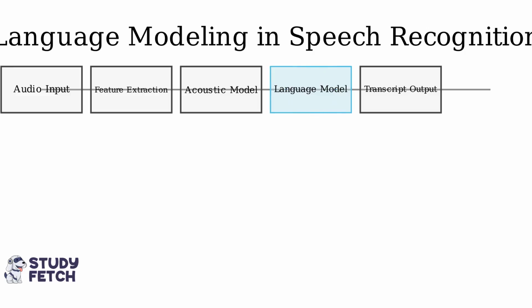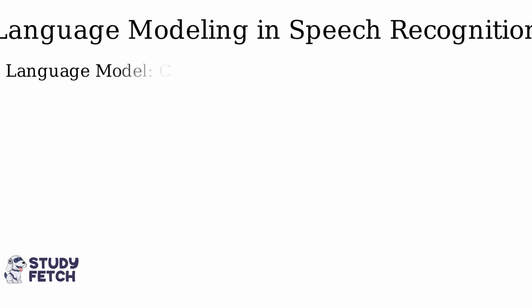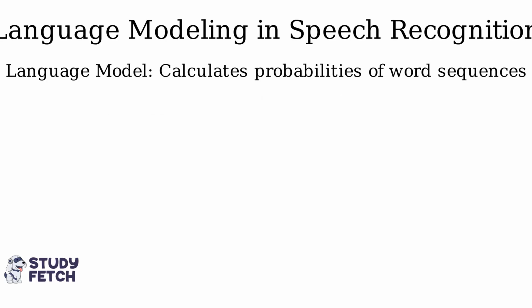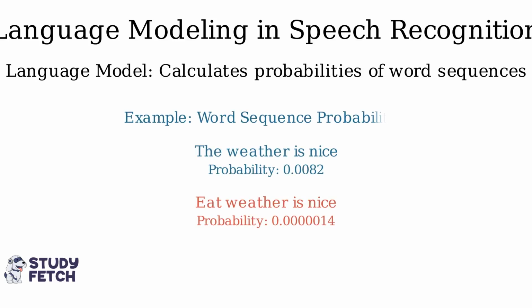After the acoustic model identifies potential phonemes, the language model determines which words these phonemes likely form. Language models help AI understand the context and probability of word sequences. For example, in English, weather is more likely to follow the than eat. The model assigns higher probabilities to more natural phrases.